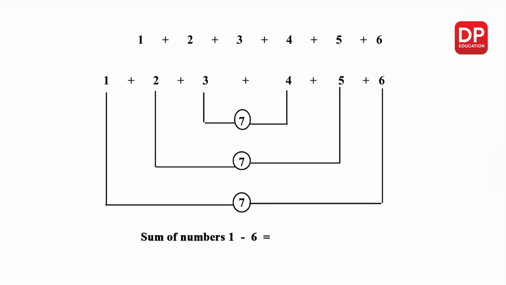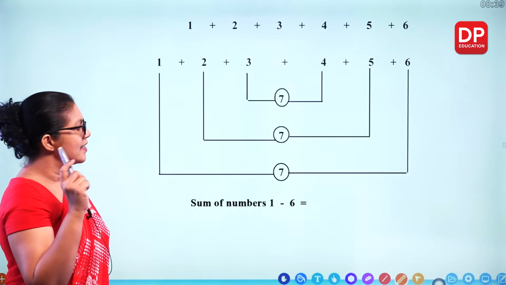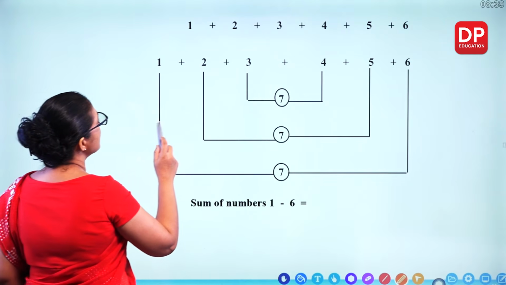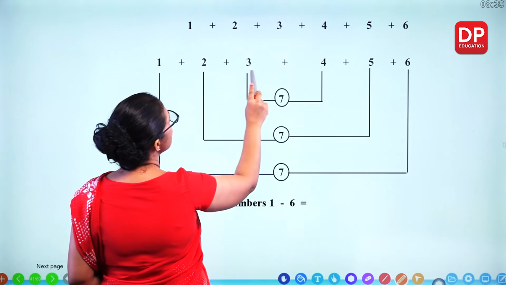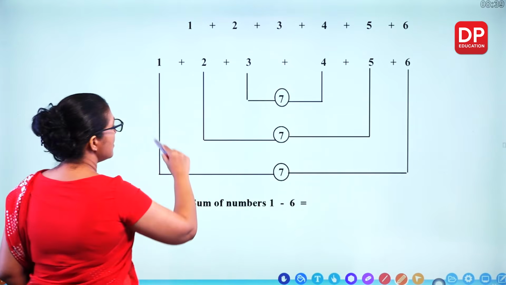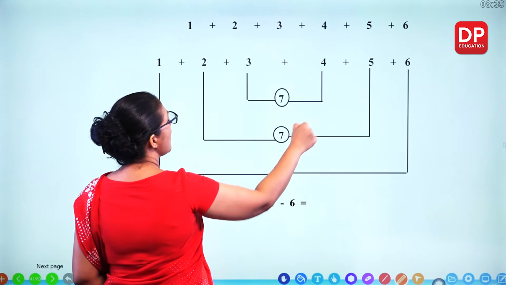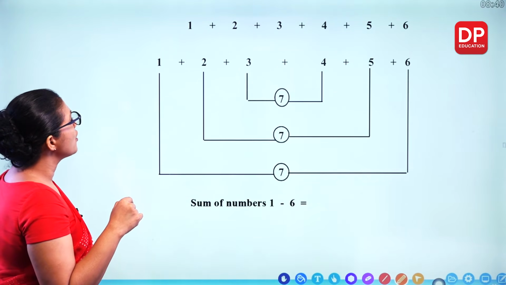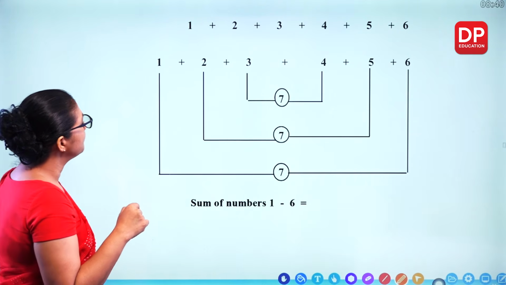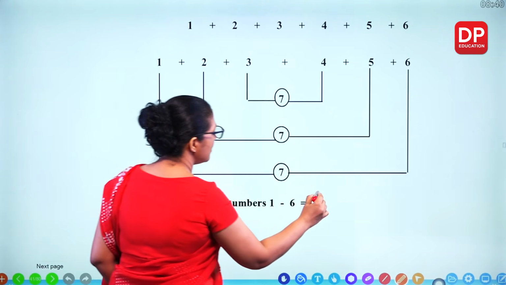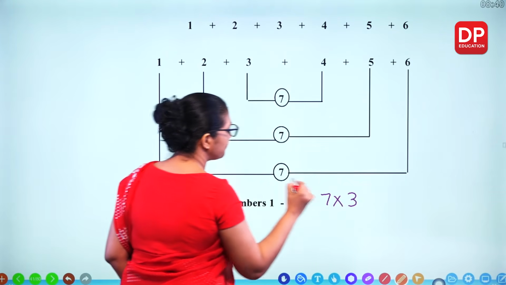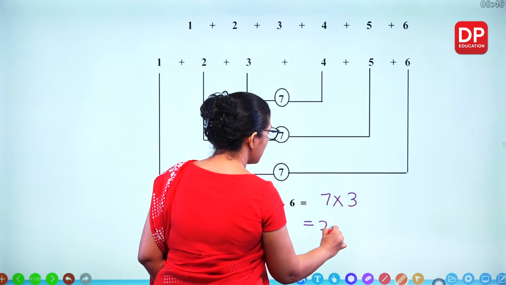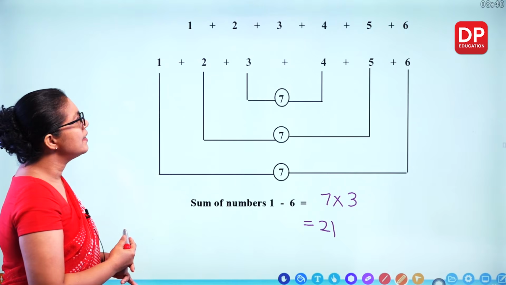Now look at this one. What is this? 1 to 6. Sixth triangular number. So you get 1 plus 2 plus 3 plus 4 plus 5 plus 6. You get 7. 2 plus 5 also 7. 3 plus 4 also 7. So the sum of numbers 1 to 6, what's the value? 7, 3 times. So 7 three times, you get 21. So that's the sixth triangular number.